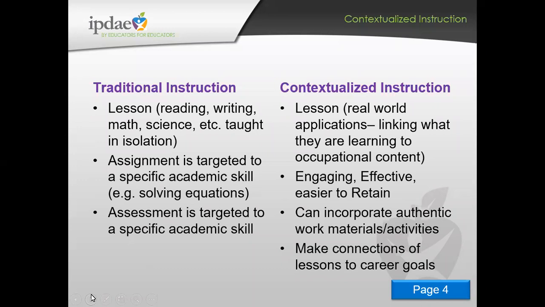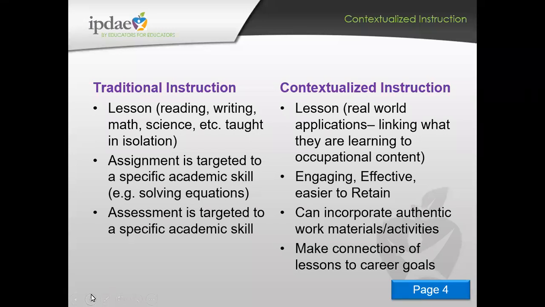In contextualized instruction, you wouldn't give it to a specific skill. You would give it to a content, something they need to apply, where you can take those same multiplication tables and apply them to maybe something in construction, or they're designing something. Contextualized instruction is engaging, effective, and students can retain it easier.